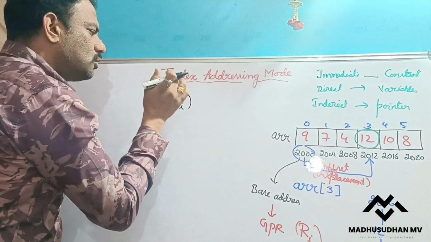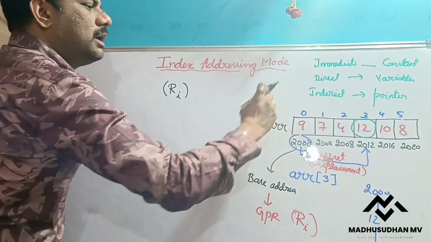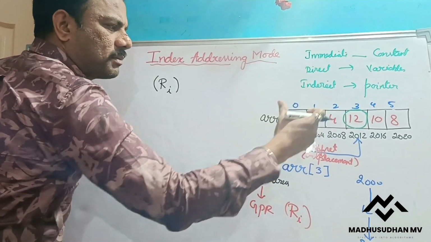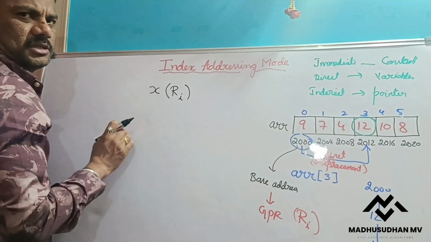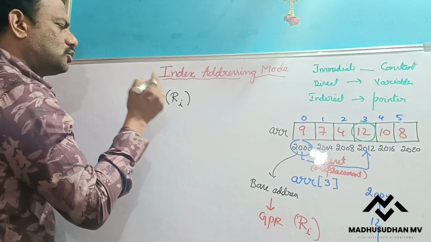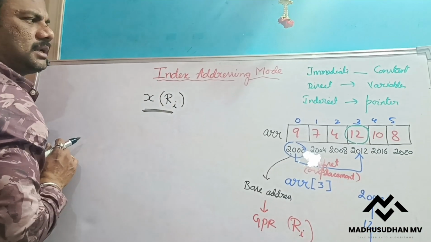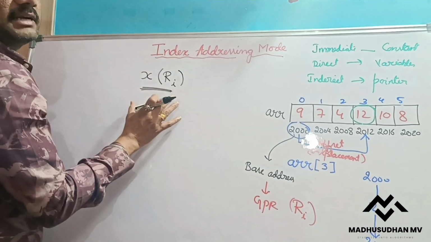Now we need to write an array, which means we have to write an offset address, how much you need to move from the starting address. So I am selecting some X locations, some X bytes you have to move. This is the general way of writing the index addressing mode.